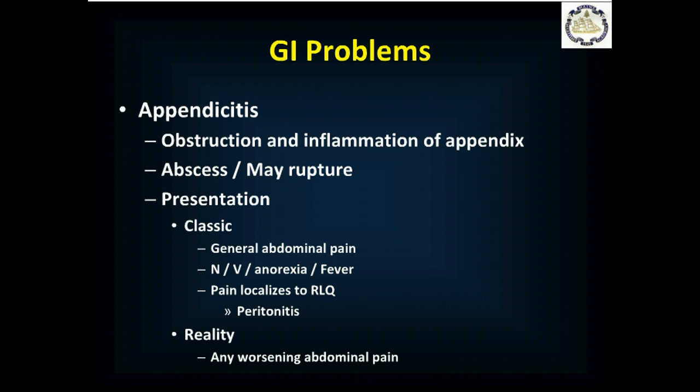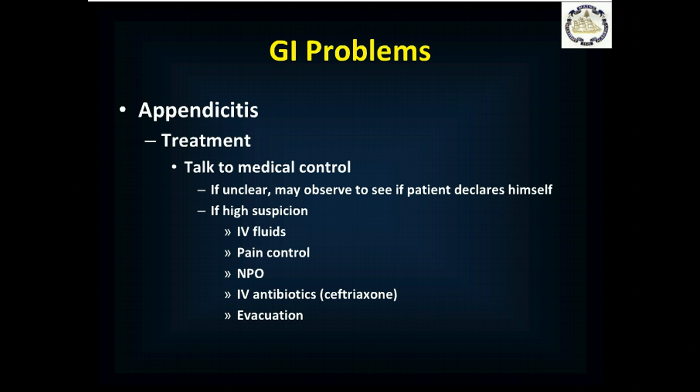Now that's the classic presentation. In reality, anyone with abdominal pain that's getting worse and localizing, particularly to the right lower quadrant, you have to be concerned about appendicitis. So how you manage appendicitis is going to depend on how suspicious you are. So you'll talk to medical control. If it's an unclear case, so generalized abdominal pain, maybe a little loss of appetite, but not necessarily, no fever, they may say, okay, let's observe them for a while and see how they do.